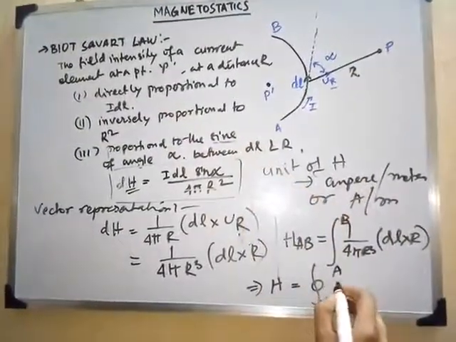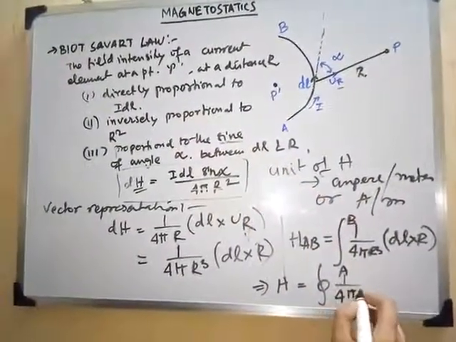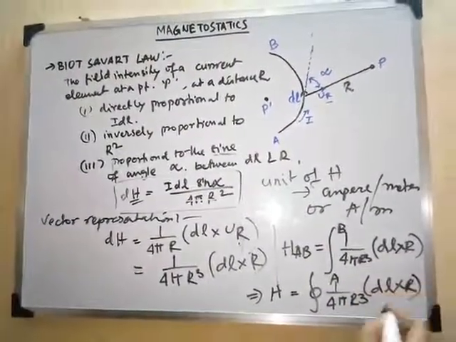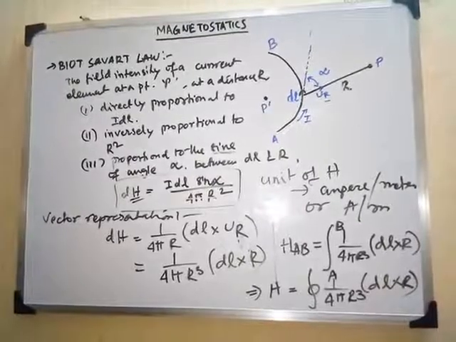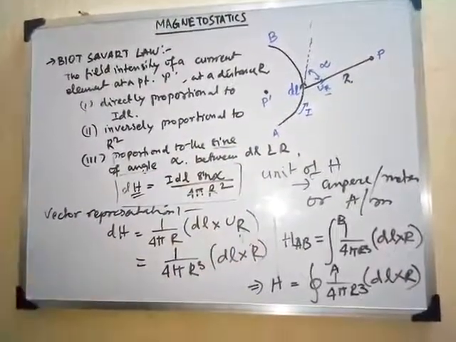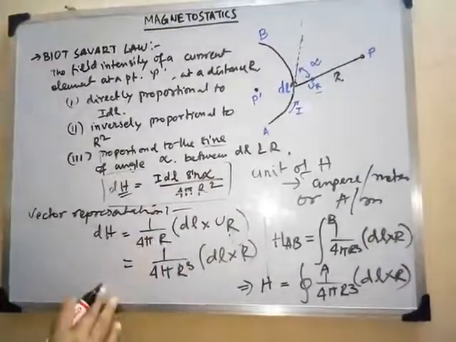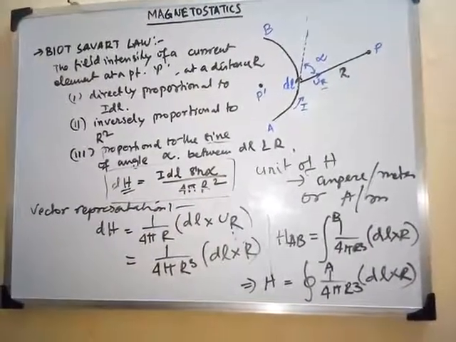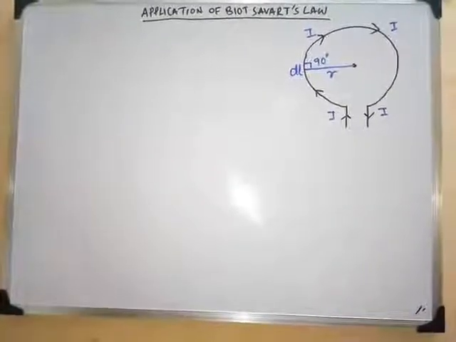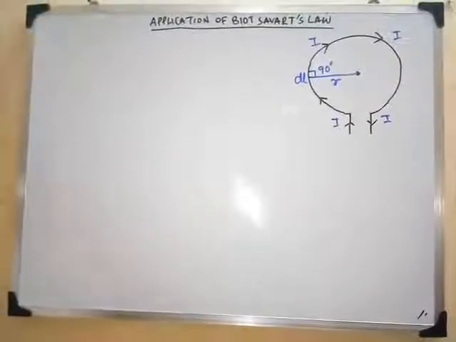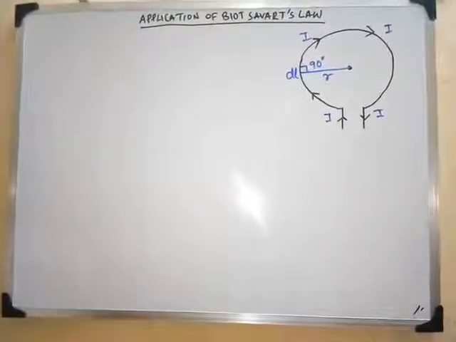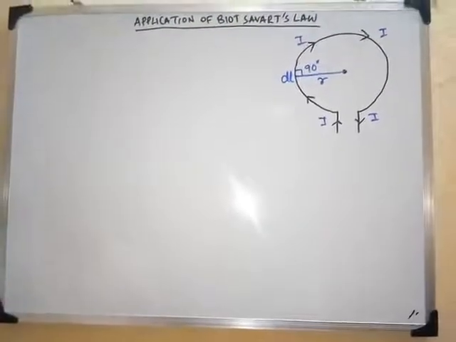So it will be, we can write, 1 by 4 pi r cube dl cross r. So this is your vector representation of the Biot-Savart law. So next we will go to our discussion related to the flux, right? Once we get this idea about this Biot-Savart law and this magnetic field intensity, it is now our job to apply the concept of Biot-Savart law in different scenarios, right?